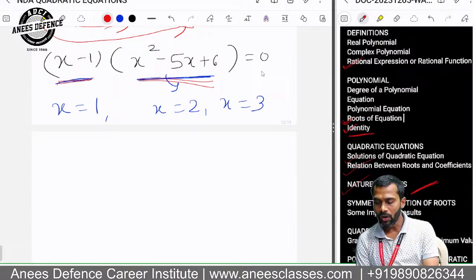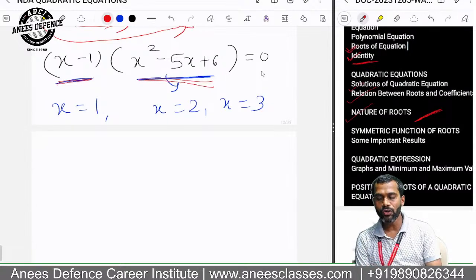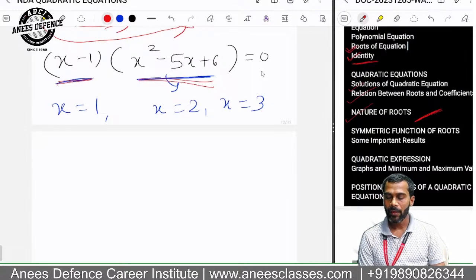Now let us move to the next part, solution of quadratic equation. Solution of that we have already seen, so we don't have to write. The next one is relation. Just give the heading. Only 2 points are left now: relation between roots and coefficients and nature of roots. After that we'll solve questions.